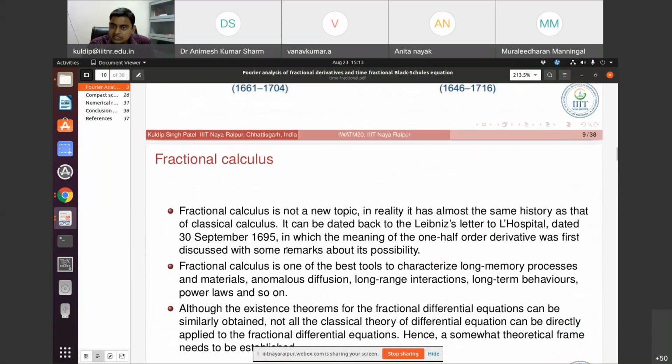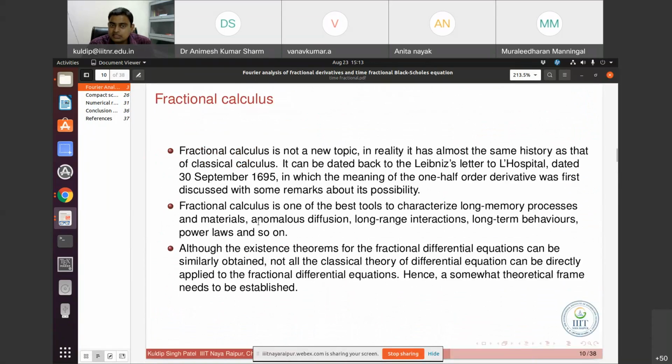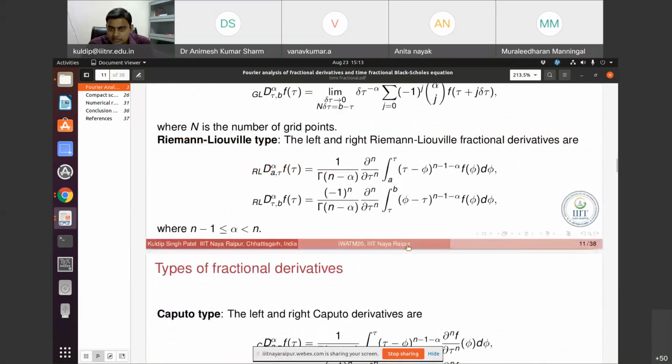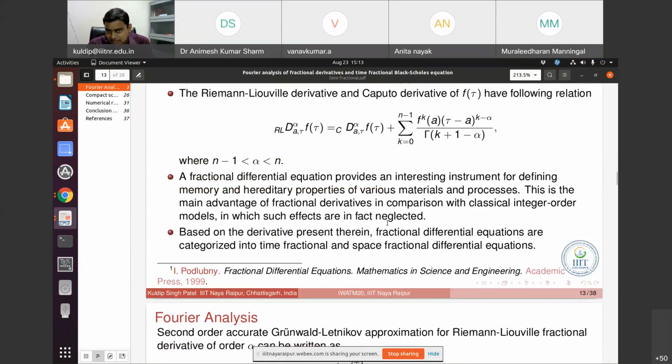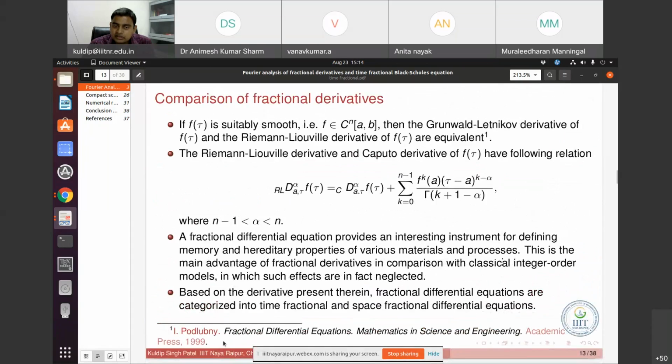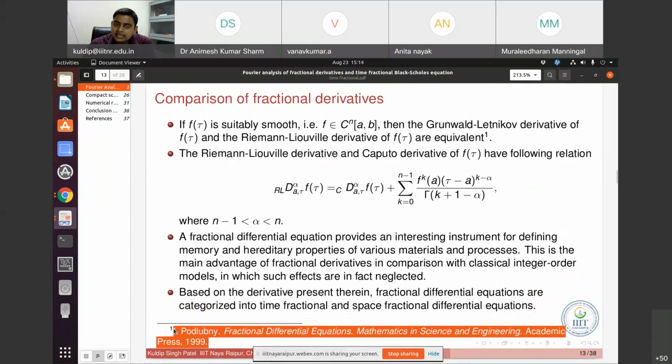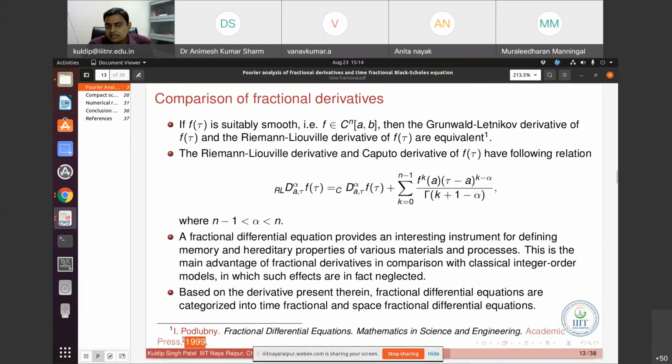Though I'm not very much an expert in that, long memory and other anomalous diffusion I can explain very well, so I'll be coming to that after a certain time. If someone wants the theoretical aspects of fractional differential equations, some existence results and this kind of thing, this book is a breakthrough. It is the fundamental book, and one can go through it.